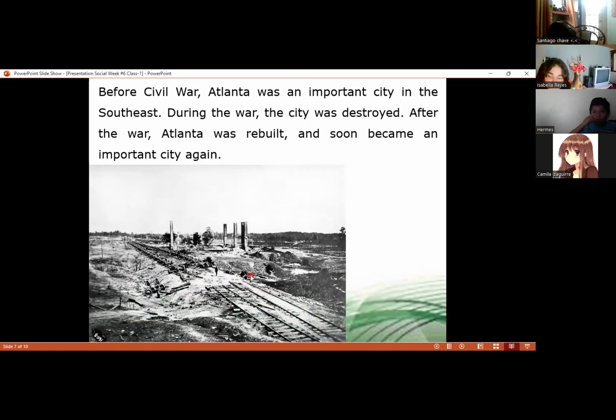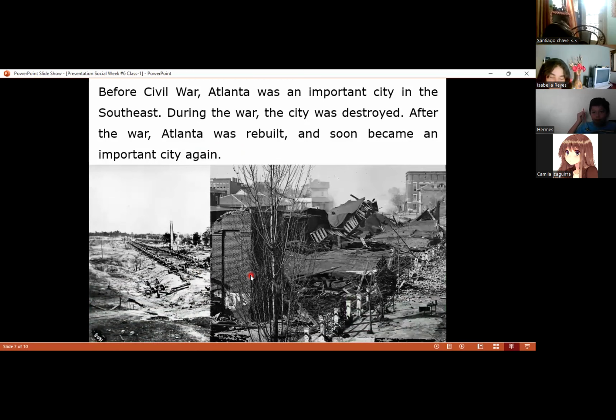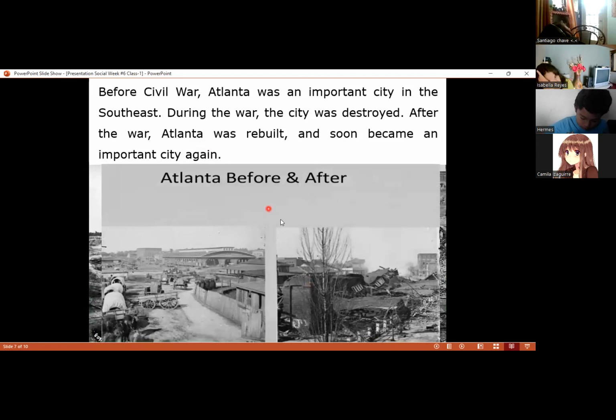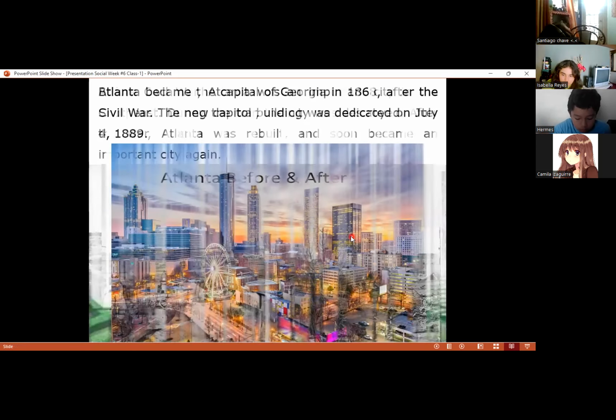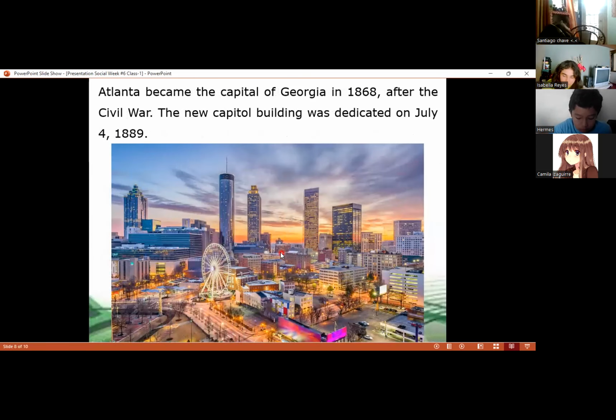See, before the Civil War, during the Civil War, how it looks, Atlanta, everything was destroyed because there was a war. You see, Atlanta before and after. But in the Reconstruction, it was rebuilt, and then it looks like this.